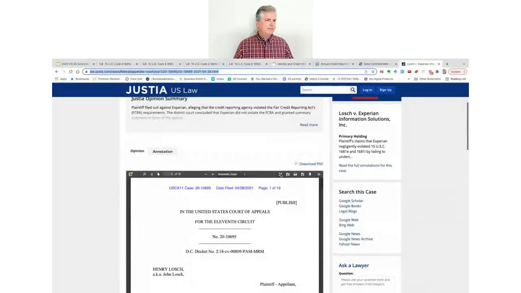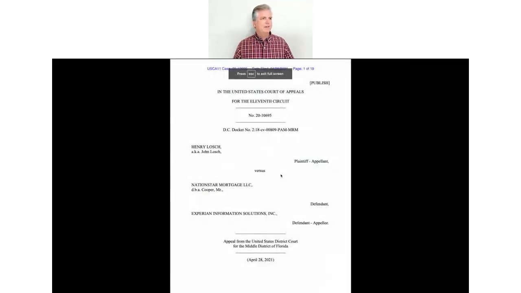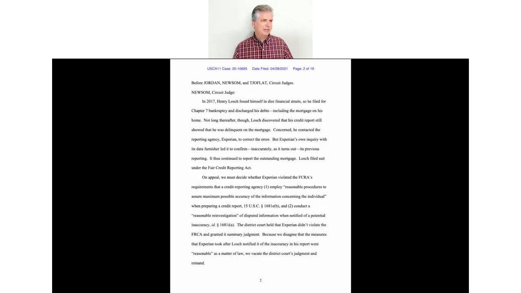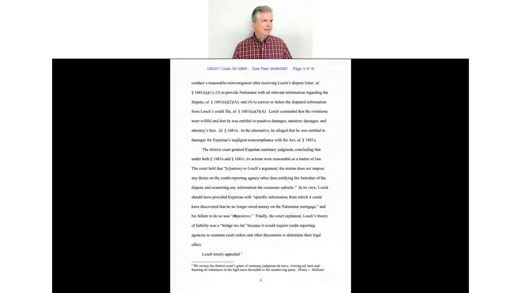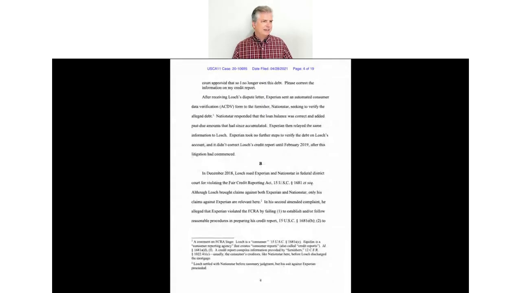So this came out. I'll get this to expand here. Okay, here we go. So it came out April 28th of last year. It says NationStar, but the lawyers and the plaintiffs settled with NationStar. So it's really against Experian. And let's see here. It's a little bit complicated. It's a Chapter 13, as I recall. And like the person reaffirmed the debt, and then they rescinded that reaffirmation. So it gets a little complicated.